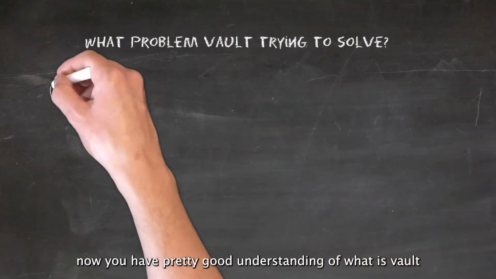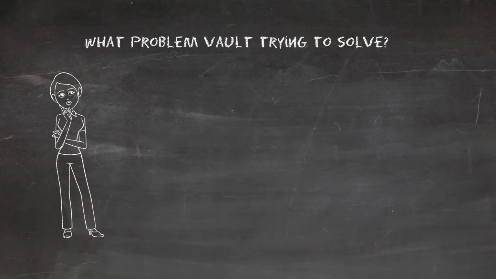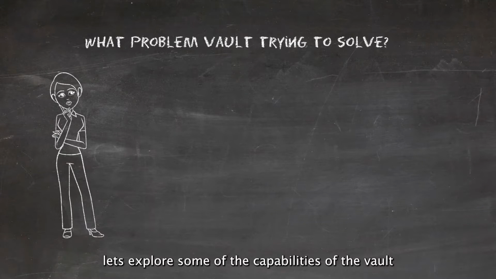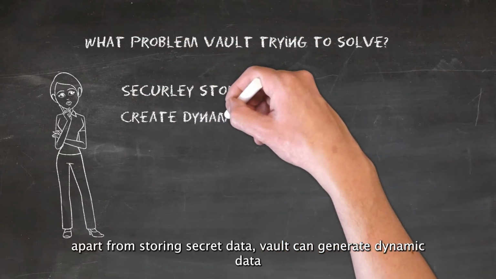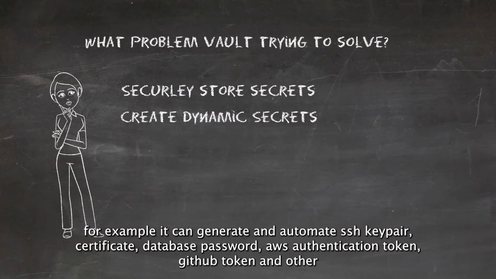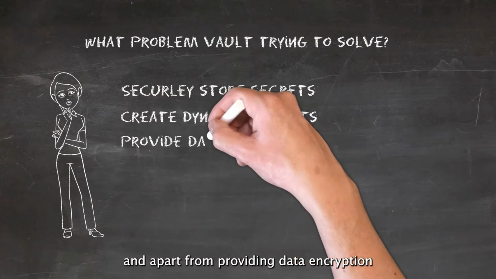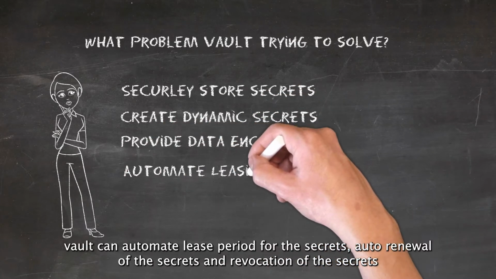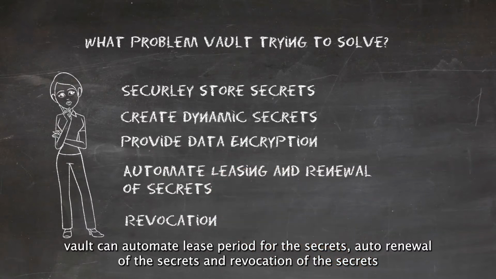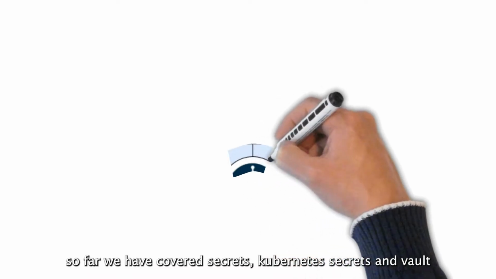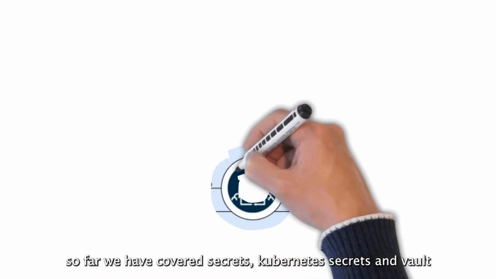Now you have a pretty good understanding of what Vault is. Let's explore some of the capabilities of Vault. Apart from storing secret data, Vault can generate dynamic data. For example, it can generate and automate SSH key pairs, certificates, database passwords, AWS authentication tokens, GitHub tokens, and others. And apart from providing data encryption, Vault can automate lease periods for the secrets, auto renewal of the secrets, and revocation of the secrets.